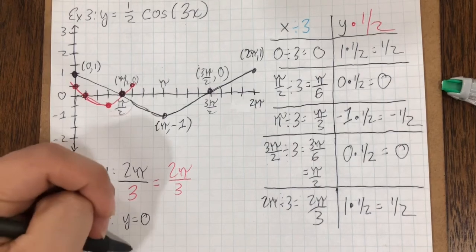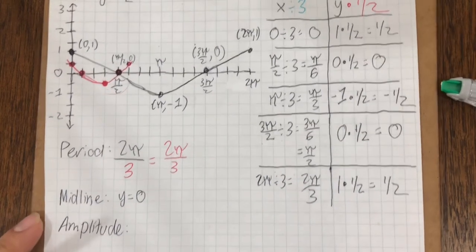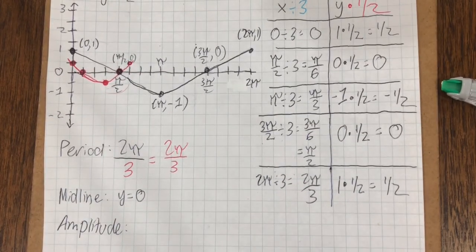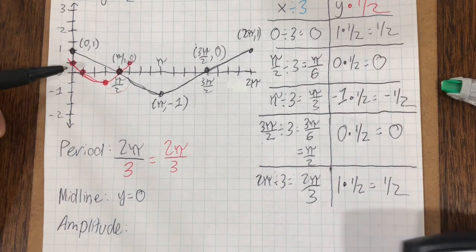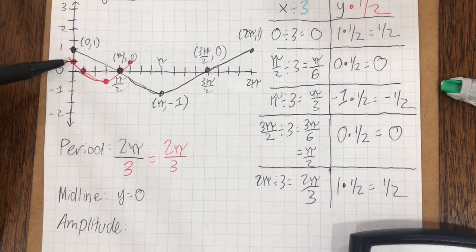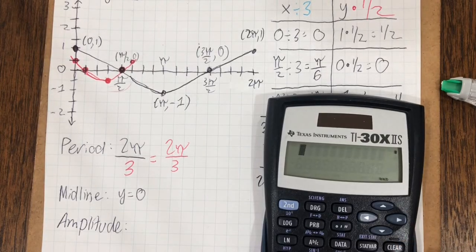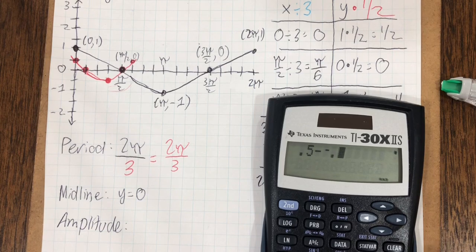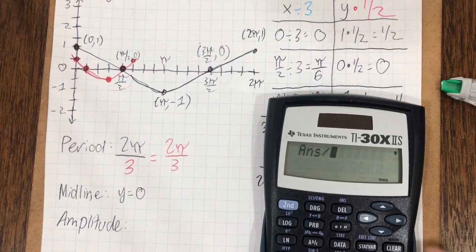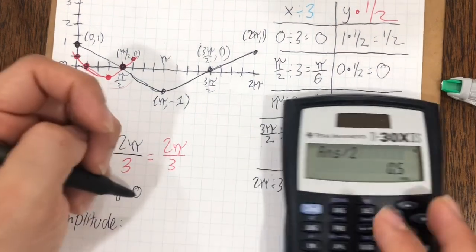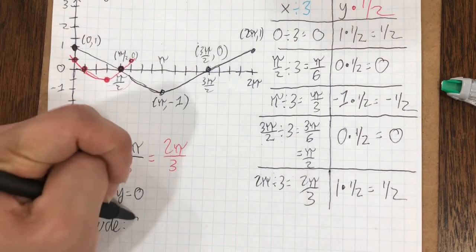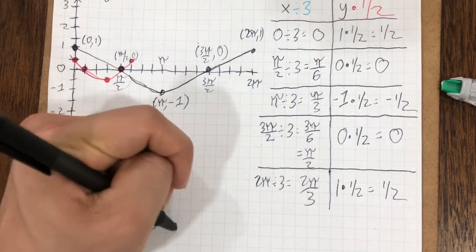All right, so with the amplitude, that's when we take the y values from the maximum and the minimum points. So we have a half, we have 0.5 minus negative 0.5. We get 1, divide that by 2, I get a half. So my amplitude is going to be 0.5 units.